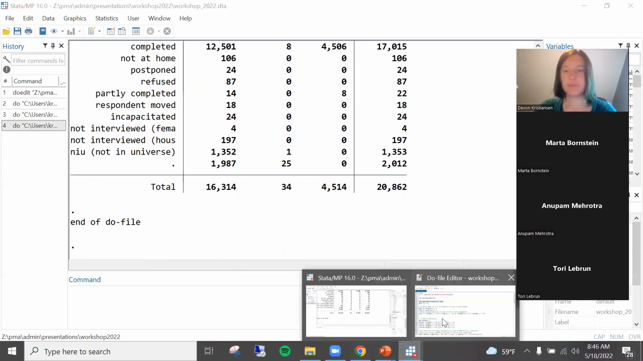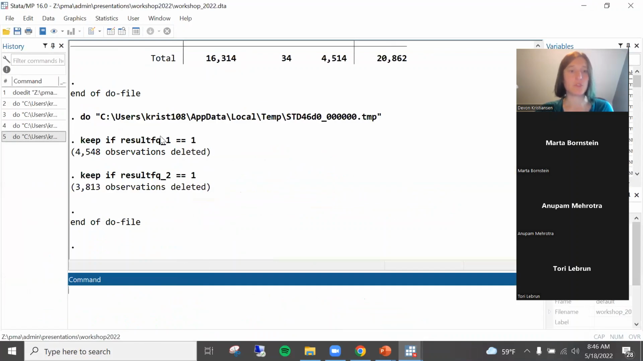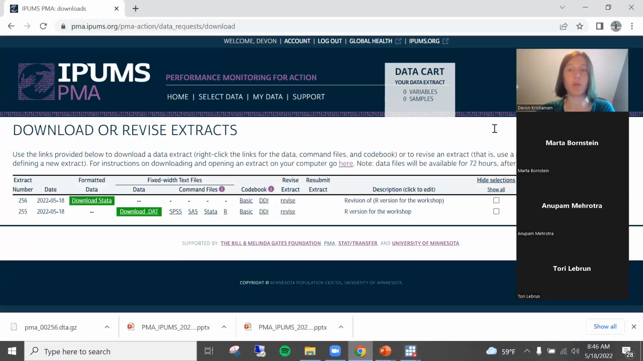So my next step is that I would like to keep only women who were interviewed in both phase 1 and phase 2. And we're not keeping only partially completed records, just completed surveys. So dropping women who are only interviewed in one or the other.